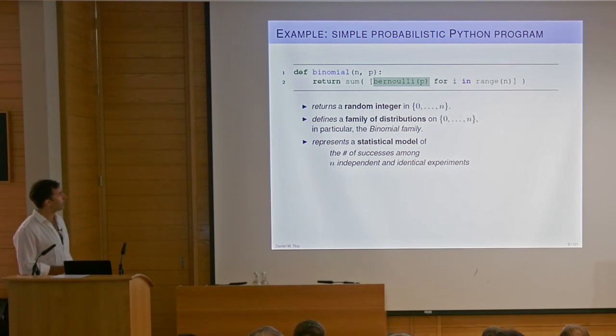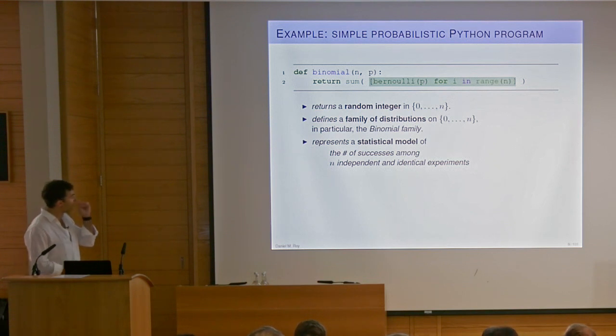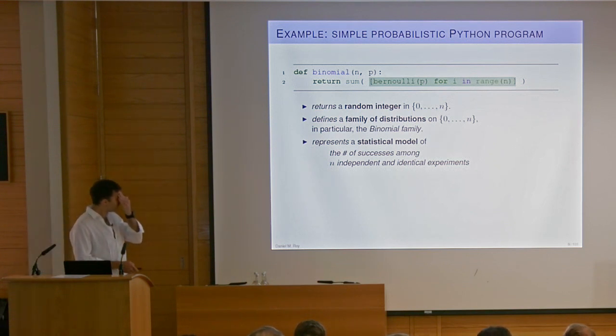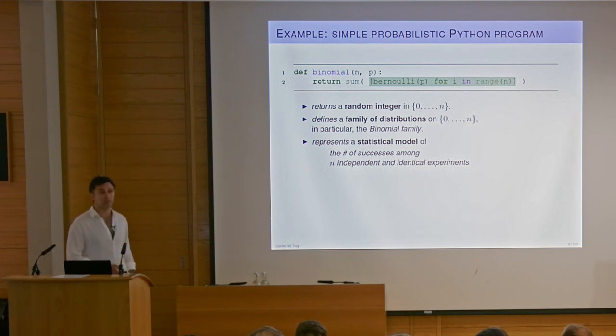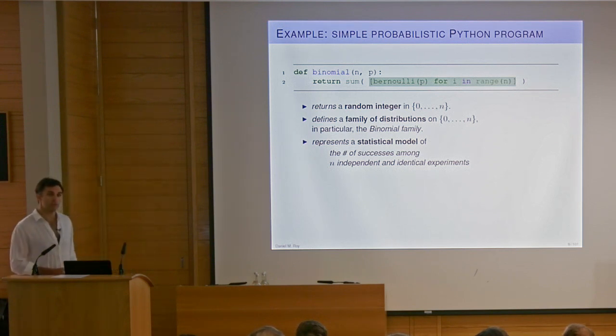Well, this is a list comprehension. So n times, I'm going to call Bernoulli p, put it in a list, and sum it up. So what do I get? I get a number between 0 and n. That's what this program is returning, a random number between 0 and n. And of course, that random number has a distribution. I can also ask for the distribution of the output.